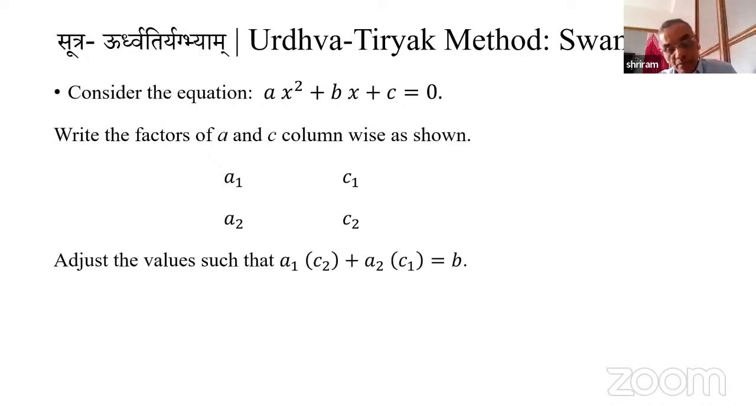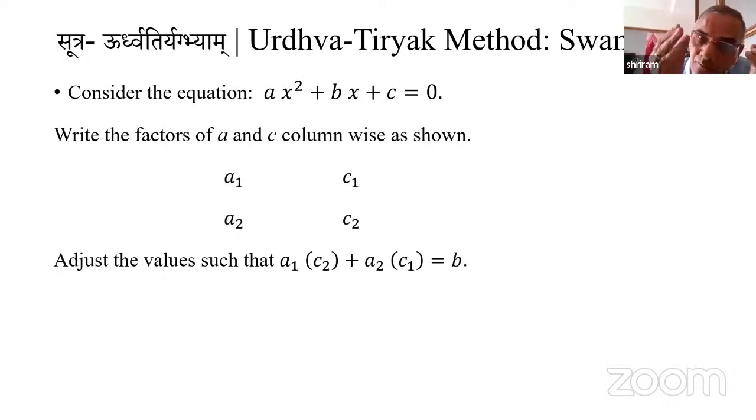So factors are to be selected in such a way that the cross product, Tiryak Gunakar, that cross product A1 into C2 plus C1 into A2, or A2 into C1, is equal to B. Once that is achieved, and this will be easy after some good practice, you can just write the factors so that the cross product is equal to B. Once that is done, everything is done. Means we can declare that A1x plus C1 is one factor, and second factor is A2x plus C2.